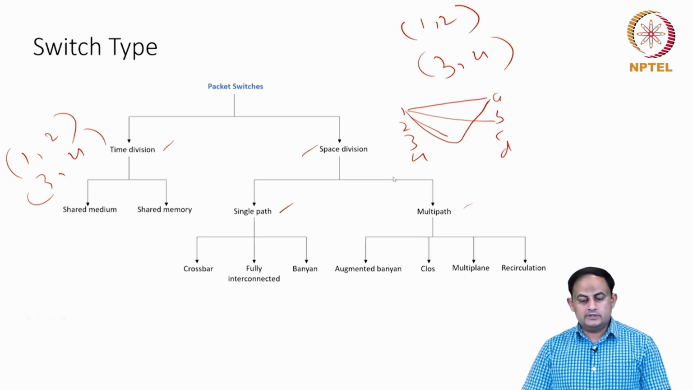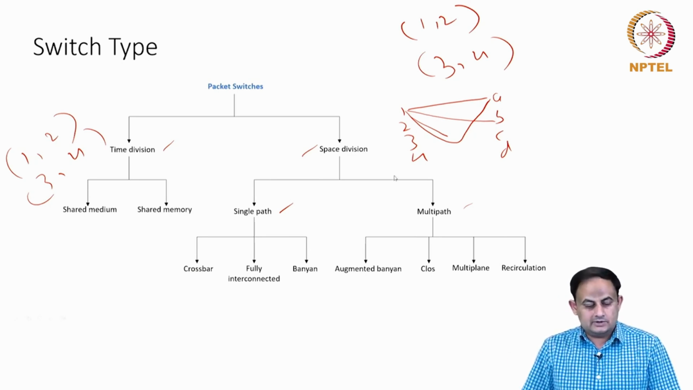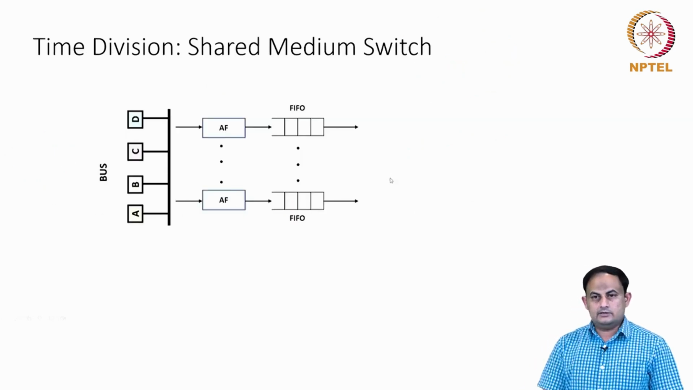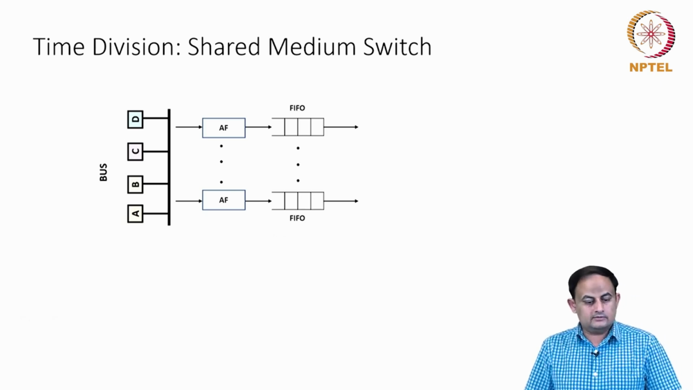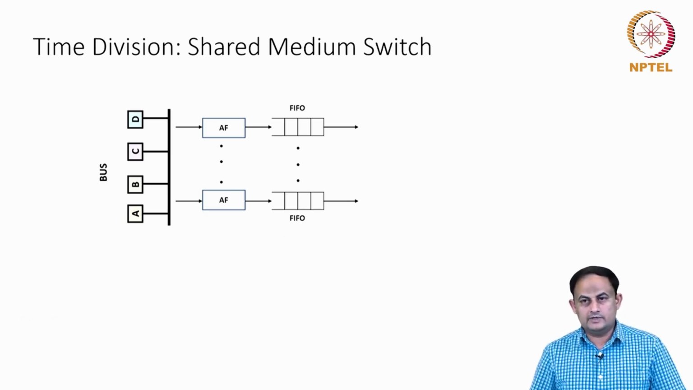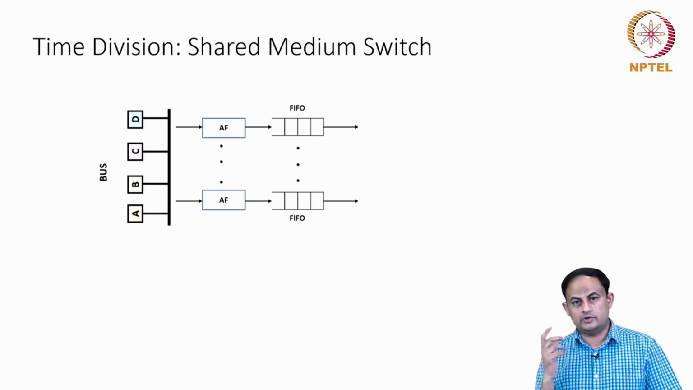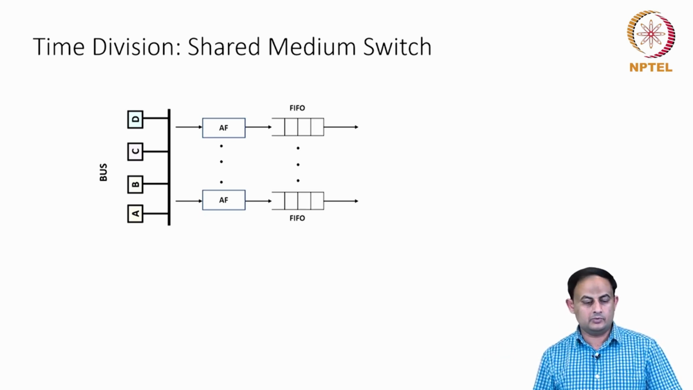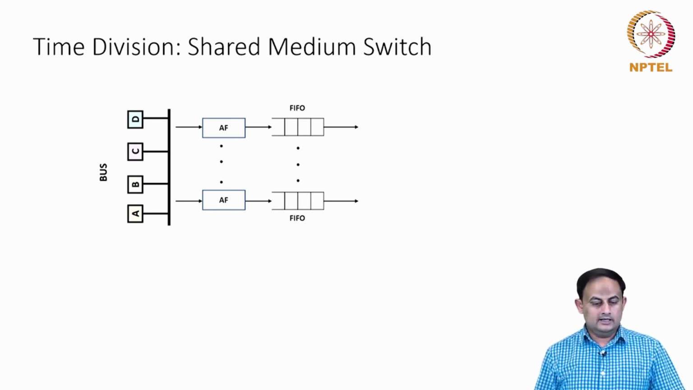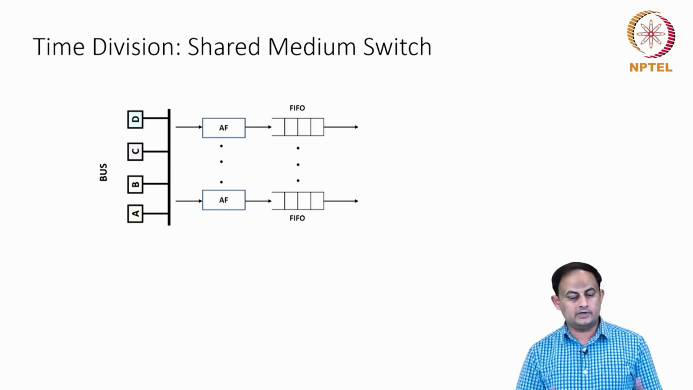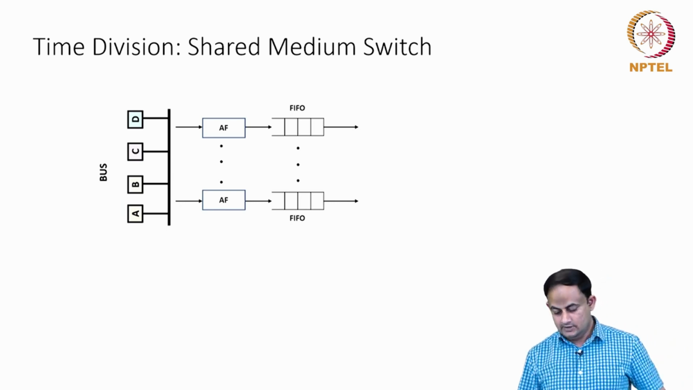So let's go and see some examples of these switch types and try to understand in a little more detail how exactly they look. Here is a picture. It is of the category called time division, where, as we said, only one conversation from one input port to one output port is transmitting the packet. And the time division here is implemented with something called a shared medium.